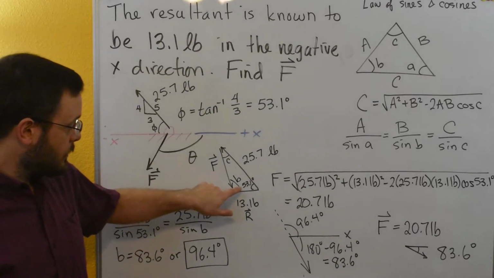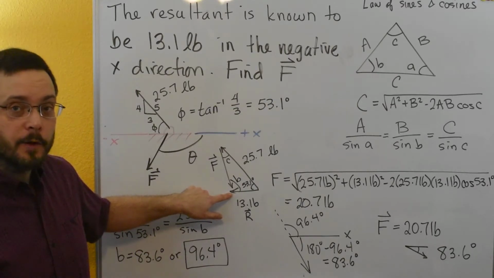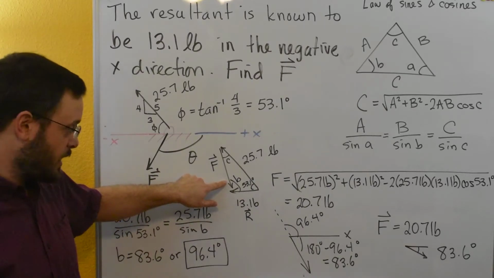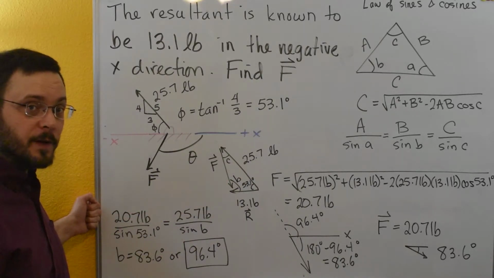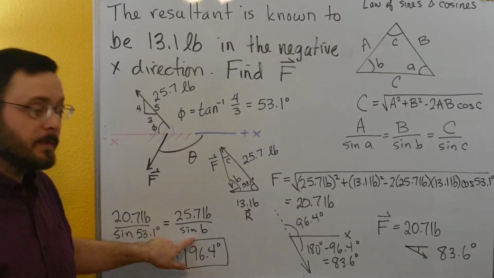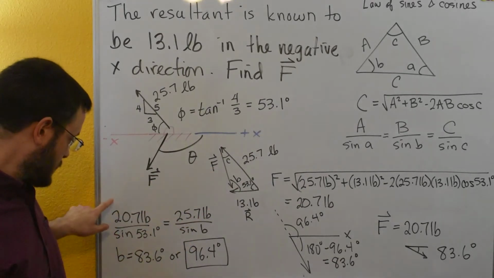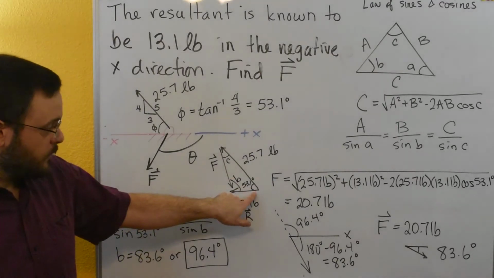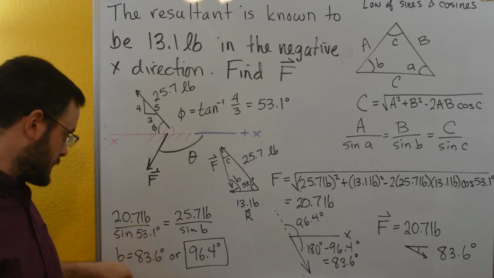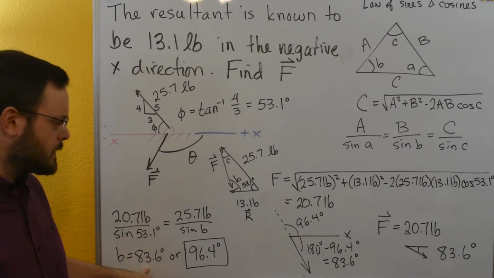Going back here, we can calculate this angle B, which would be the angle from the x-axis to this portion of F. We can do that with the law of sines. We'll say that the 25.7 pounds divided by sine of B is equal to the side F, 20.7 pounds, divided by sine of the 53.1 that's opposite F. We can rearrange this and solve for B, and we get that B is 83.6 degrees.